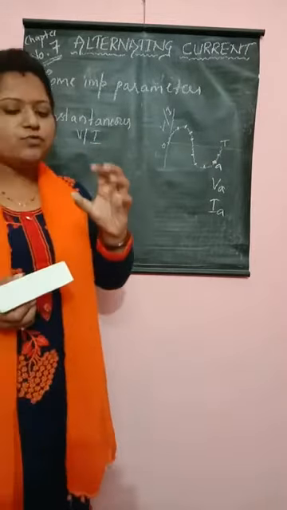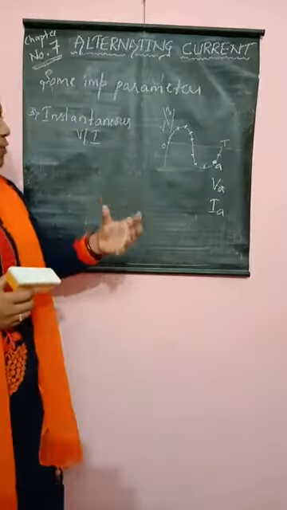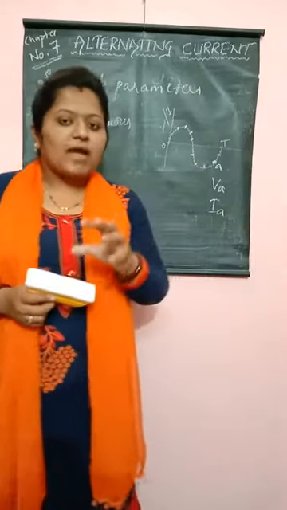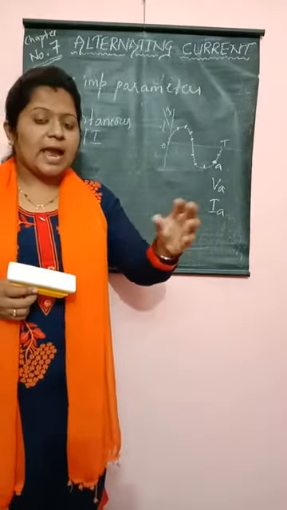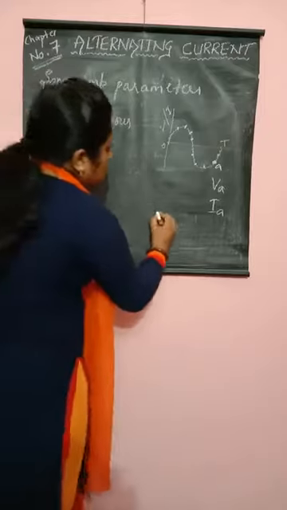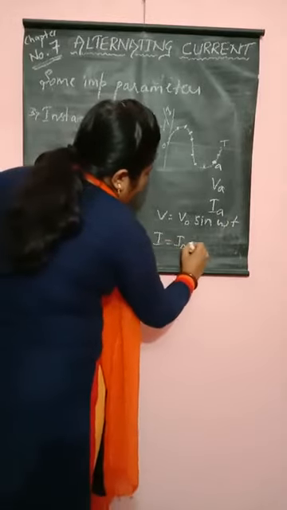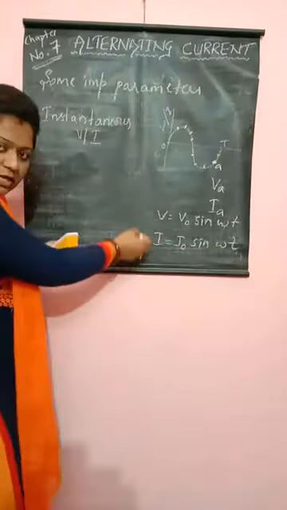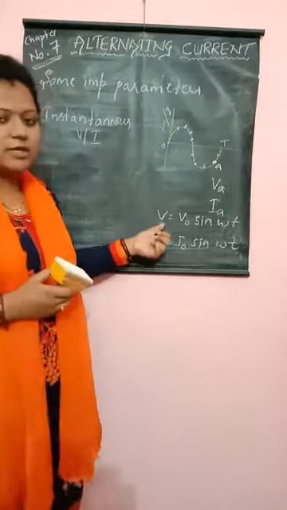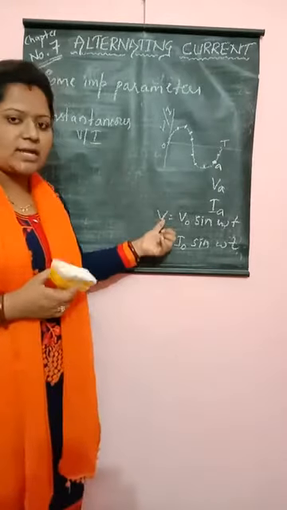The value of voltage of AC at any given instant is called instantaneous voltage. The value of current of AC at any given instant is called instantaneous current. We already know the equations: V equals V naught sine omega t and I equals I naught sine omega t. In these two equations, this V and I are called instantaneous voltage and instantaneous current. Understood? The current at any given instant, the voltage at any given instant.